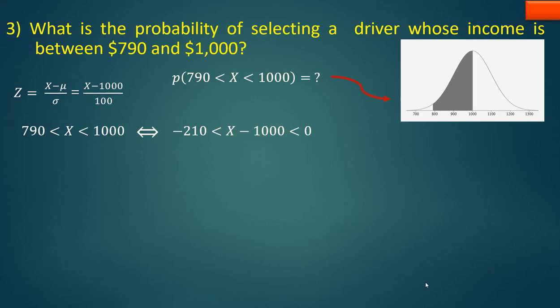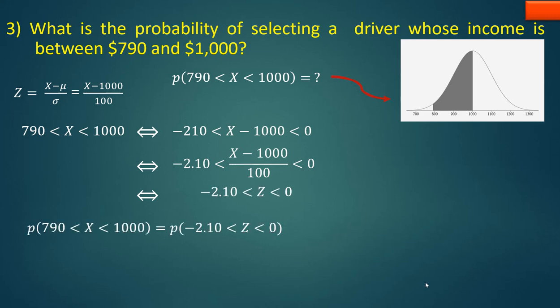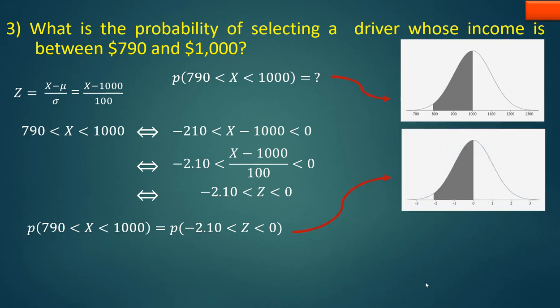Which means that minus 210 is less than x minus 1000 less than 0. Then we divide by the standard deviation and we get that the value of z will be between minus 2.10 and 0. Hence, the probability of x between 790 and 1000 is the same as the probability of z being between minus 2.10 and 0. And this leads to this graph which shows the same area as the graph before.